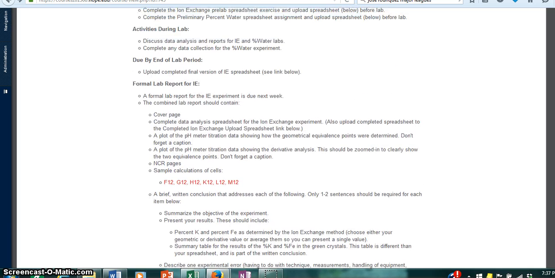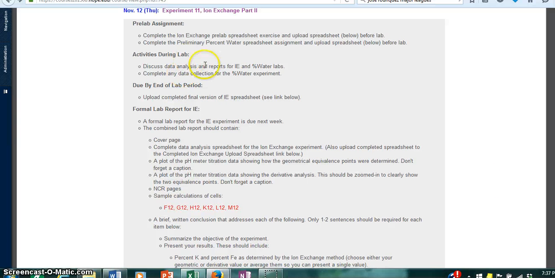So today, what we're doing is discussing data analysis and reports for IonExchange and percent water labs. Complete any data collection for the percent water experiment. Most of you were done with the percent water experiment a couple weeks ago, so you're definitely not going to have to do that. We're going to be working on this spreadsheet for IonExchange, and I'll also show you the rubric for the IonExchange report that will be due next Thursday.